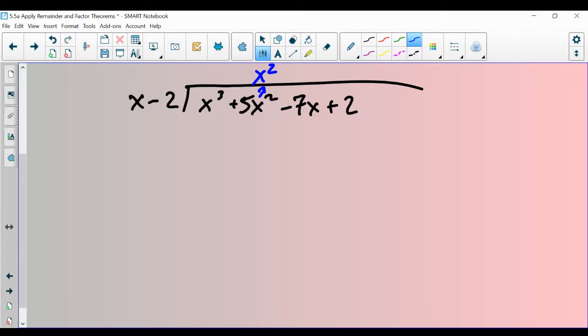And now, just like when you wrote a new number up here, you multiply that by everything out here and write it here and here. So you're going to do x squared times x. That gives you x to the third. You're going to notice it matches. It always should. The first term should always match. And then x squared times -2 is -2x squared.